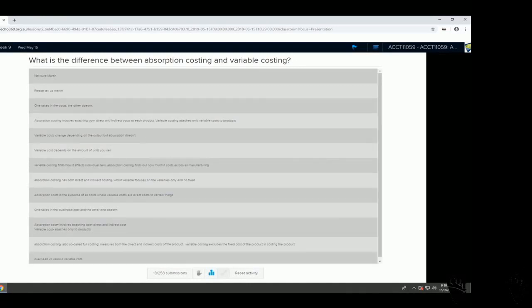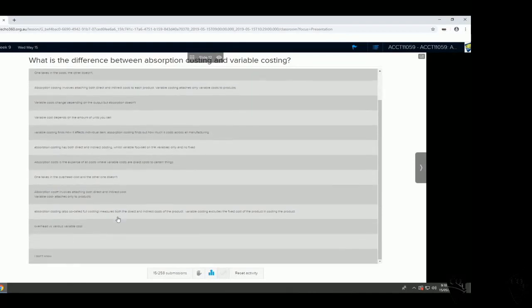One takes in the overhead cost and the other one doesn't. Well, that's also not true. Fixed variable costs, some overheads, if it's indirect costs, we need to be a bit more precise in the use of the word here because it could also cover period costs, which we're not looking at. Indirect costs, some of them can be variable. Fixed costs are not the same as indirect costs. They're totally different concepts. We'll be talking about that today.